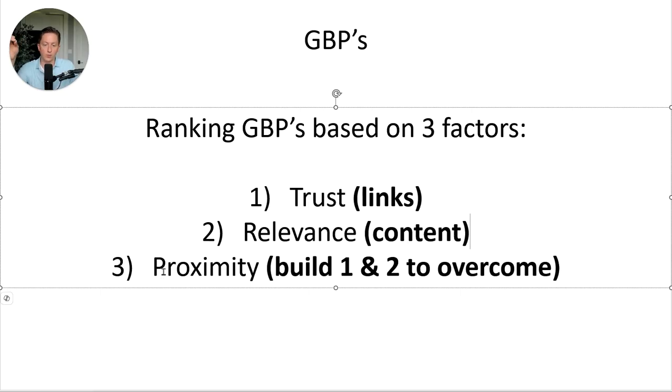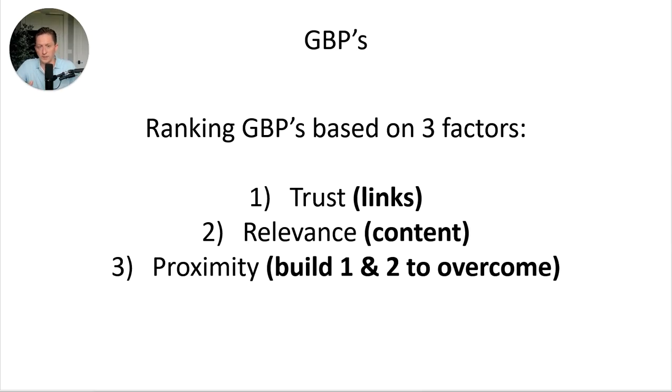Keep that in mind. And the third one, of course, is proximity. The farther away the searcher is from your GBP address, the harder it's going to be to rank. That's why you'll very often see rank maps where 1, 2, 3 are near the center, and they drop off as you get farther and farther away. Now, we can overcome that. We can overcome proximity. We can outrank GBPs that are closer to the searcher if we've built enough trust and enough relevance. And that's essentially what we're doing in a local SEO engagement. We're trying to build trust and relevance so that we rank higher, farther and farther away from the GBP address.